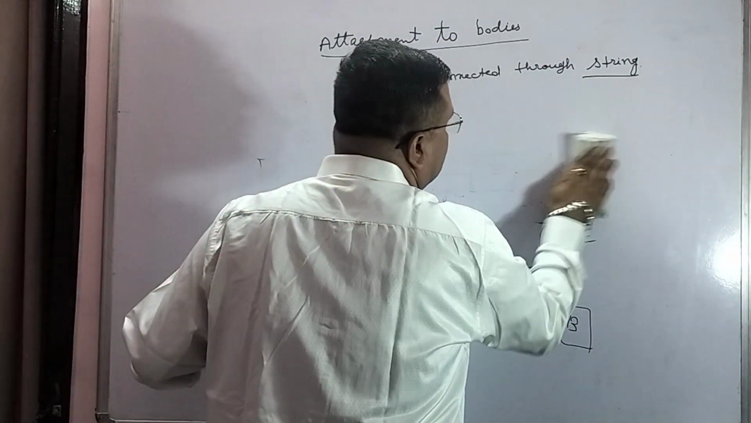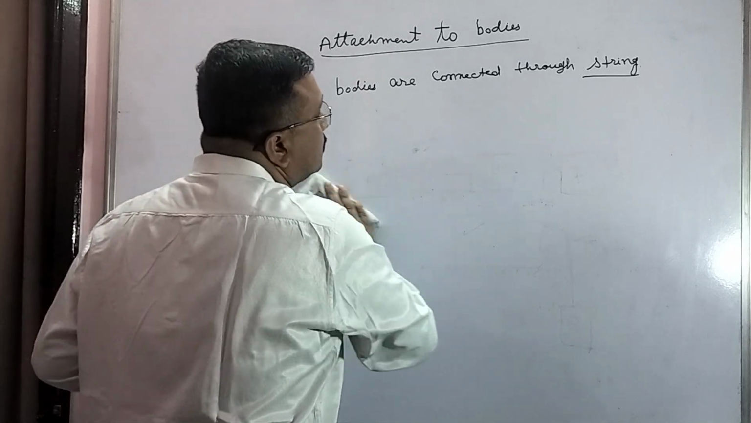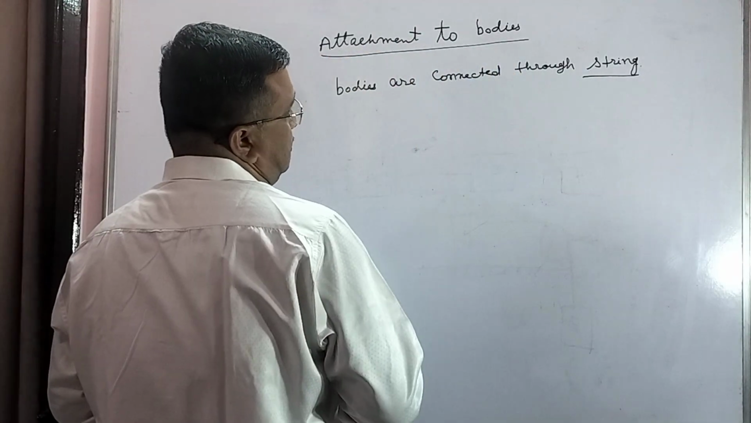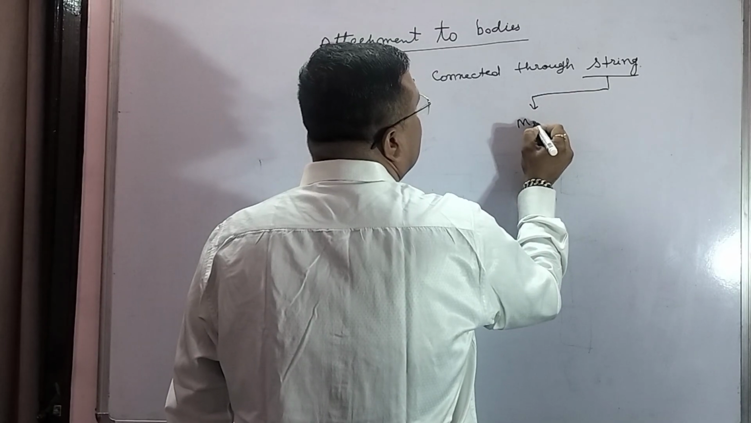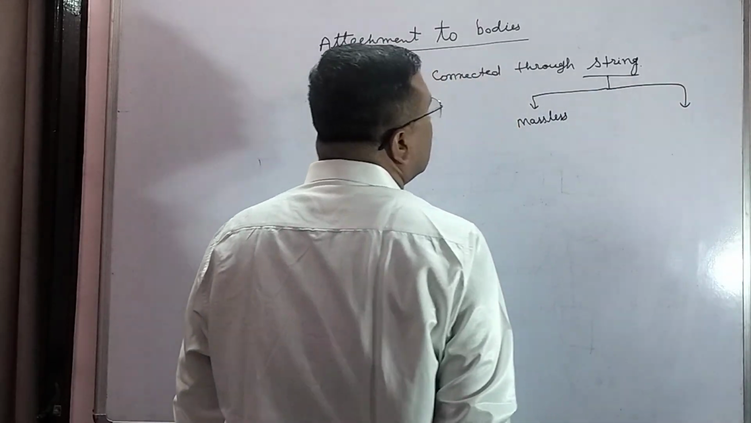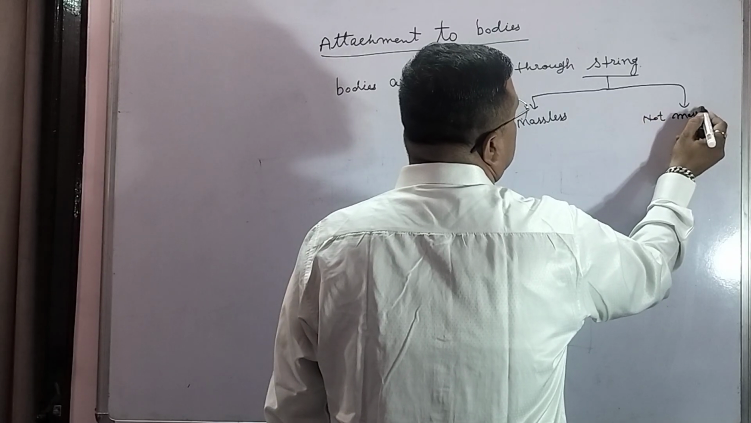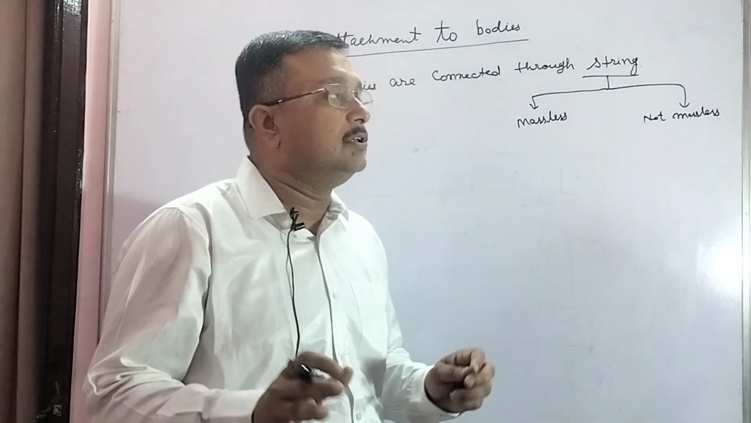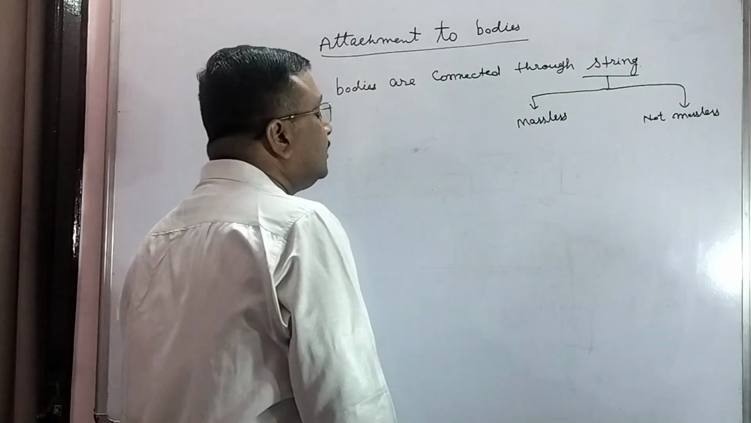When we are talking about attachment to a body, we must have something through which the bodies will be connected, and this is a string. So now there will be two cases. A string can be massless. We shall consider the string as massless or not massless, meaning it has mass. So there will be two different scenarios. A string can have mass, or it cannot have mass.